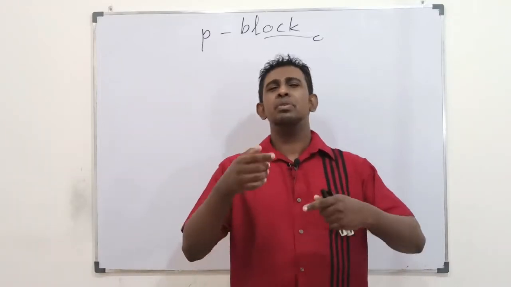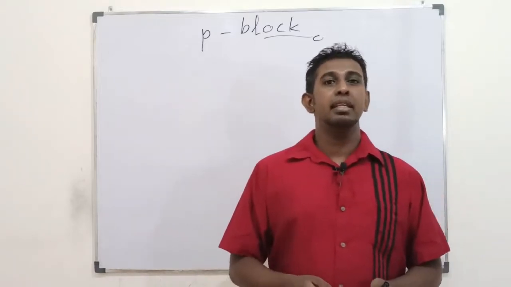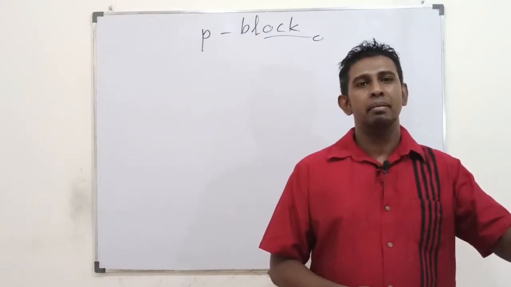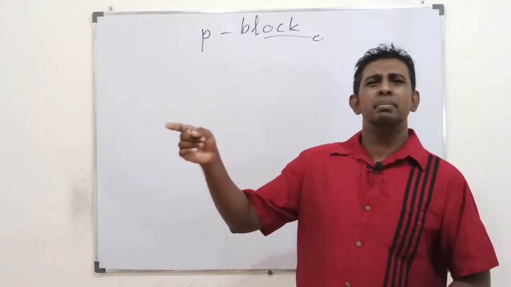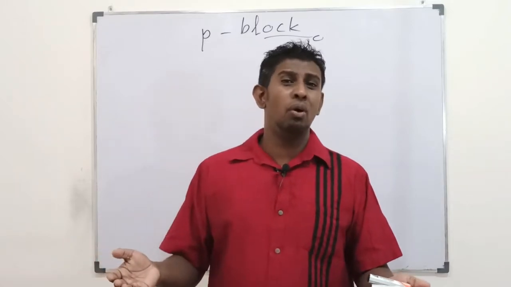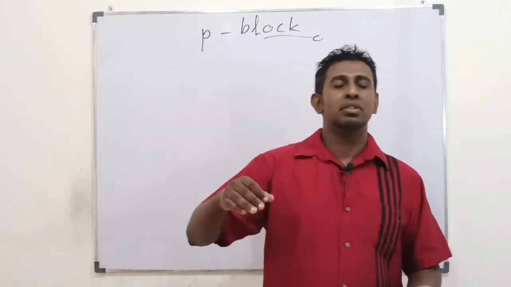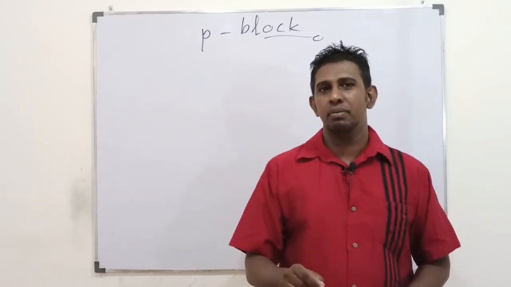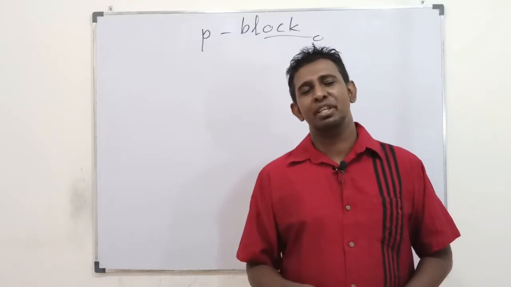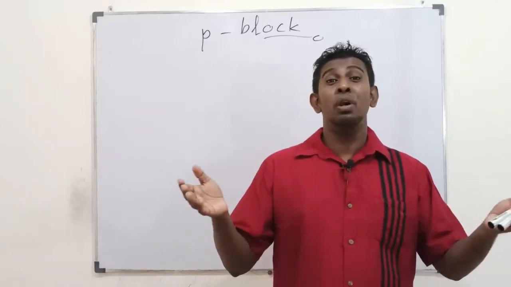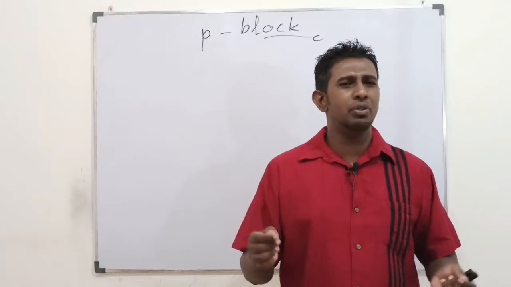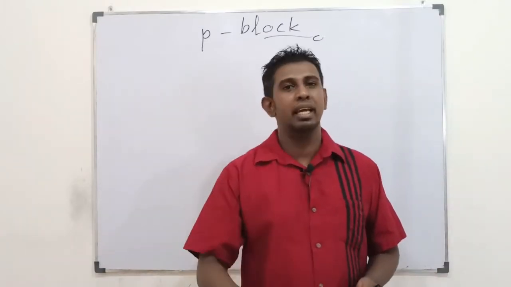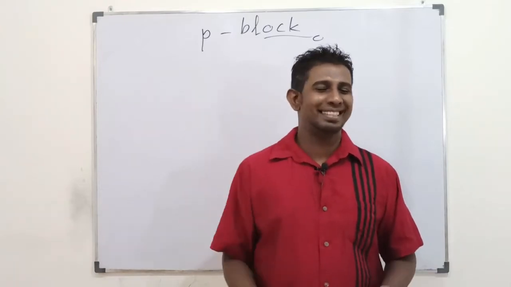Then students, when you check these elements in the periodic table, in the S block you would find that most of them are metals. All the elements in the D block are metals. Those also are metals. Then students, this is special. What is special? This P block is special. It has all the non-metals in the periodic table. All the non-metals in the periodic table could be found here in the P block.